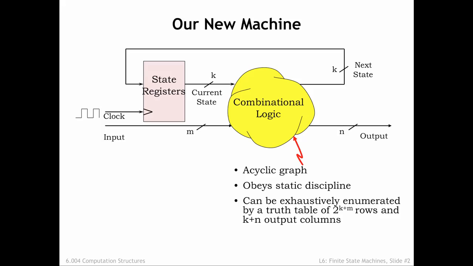There's also a functional specification that tells us the output values for every possible combination of input values. In this diagram, there are k plus m inputs and k plus n outputs. So the truth table for the combinational logic will have 2 to the k plus m rows and k plus n output columns.